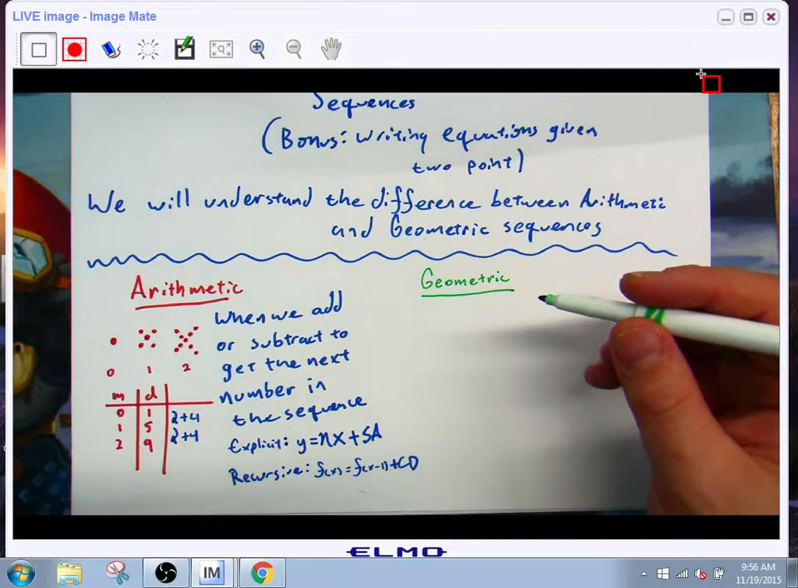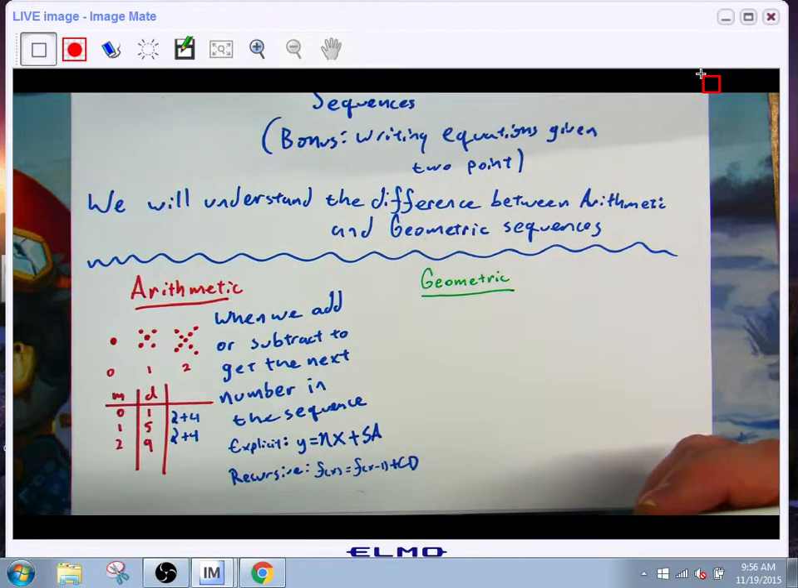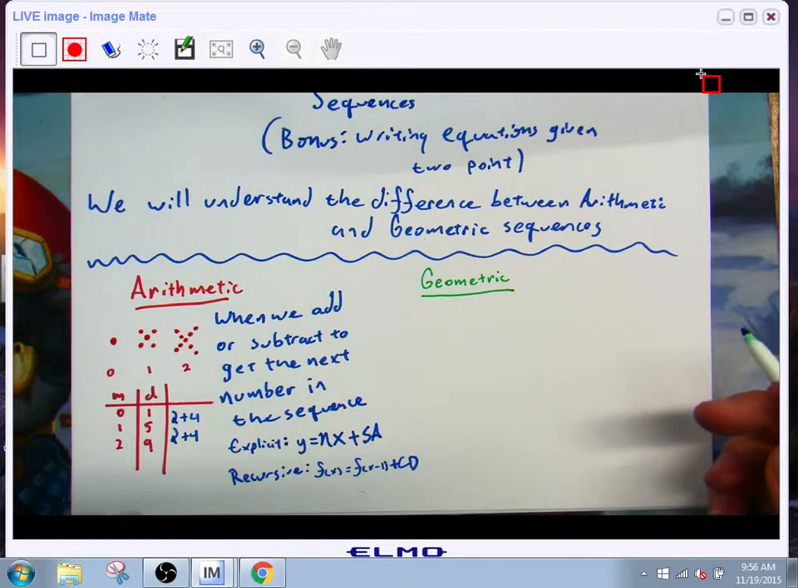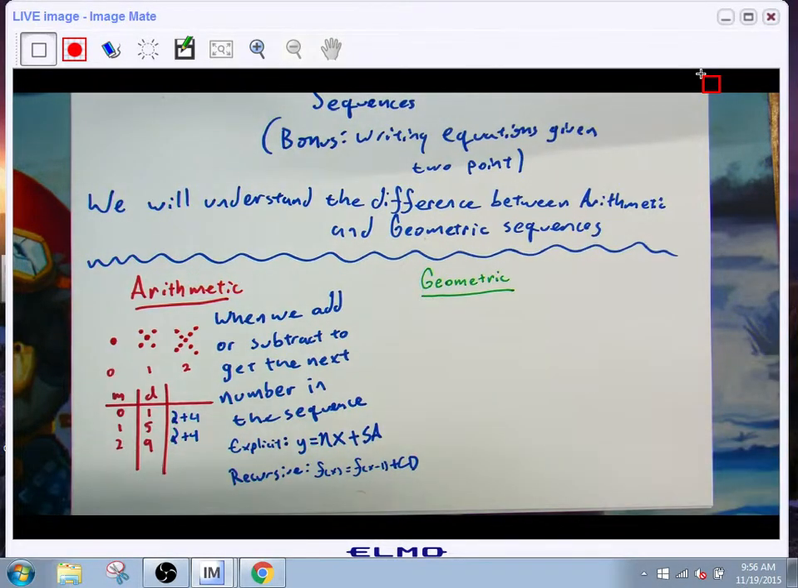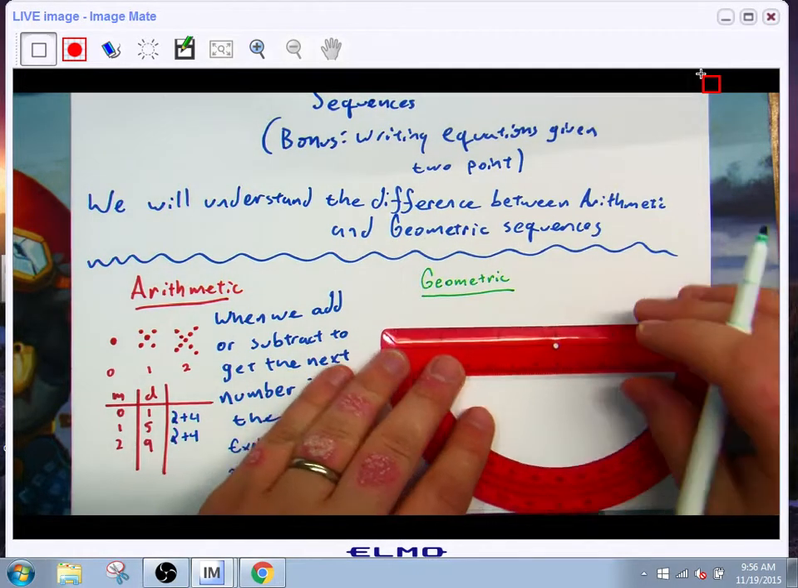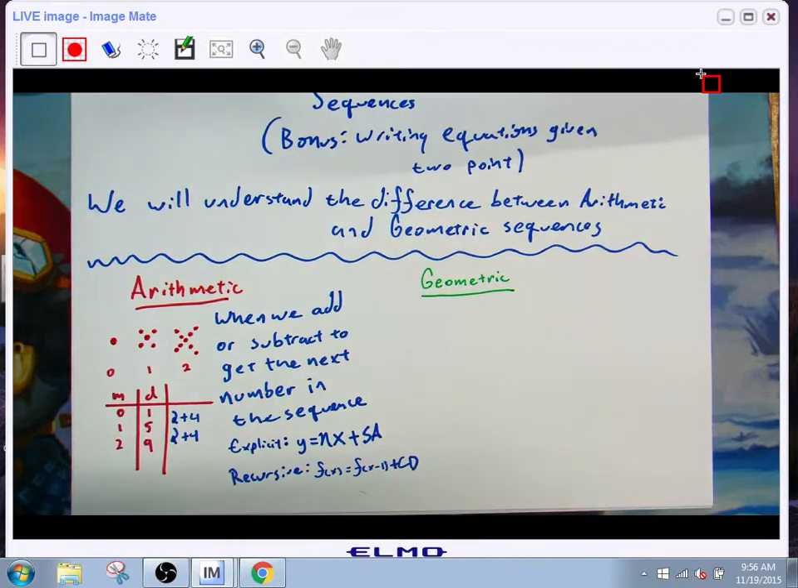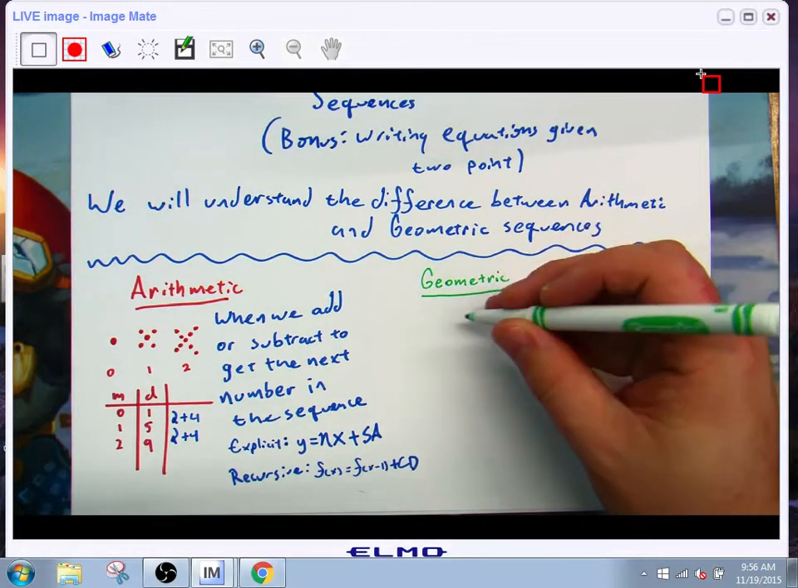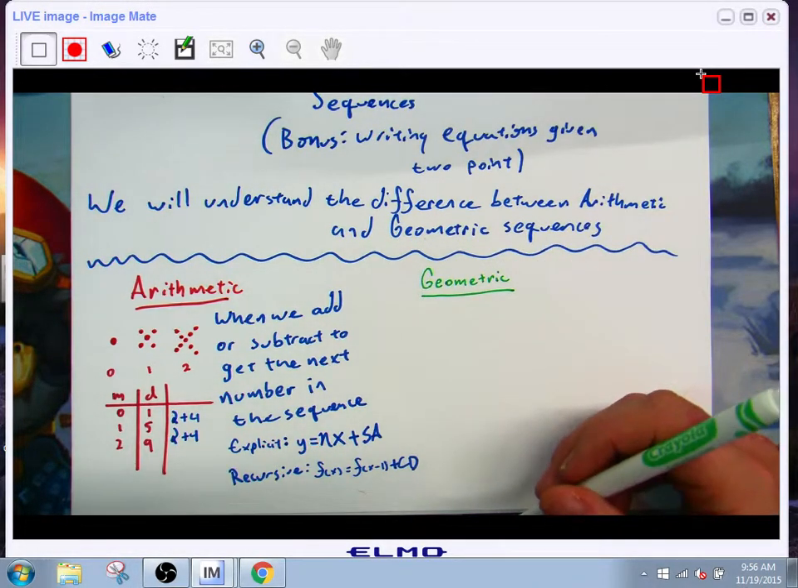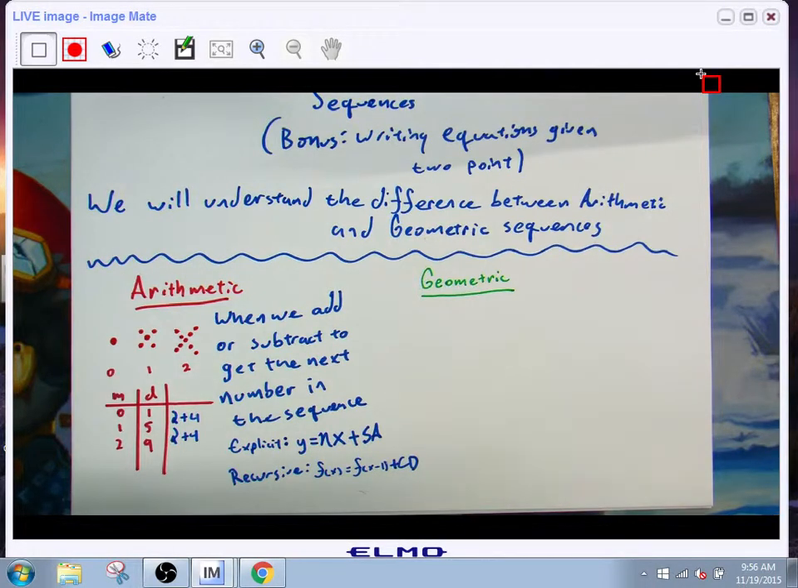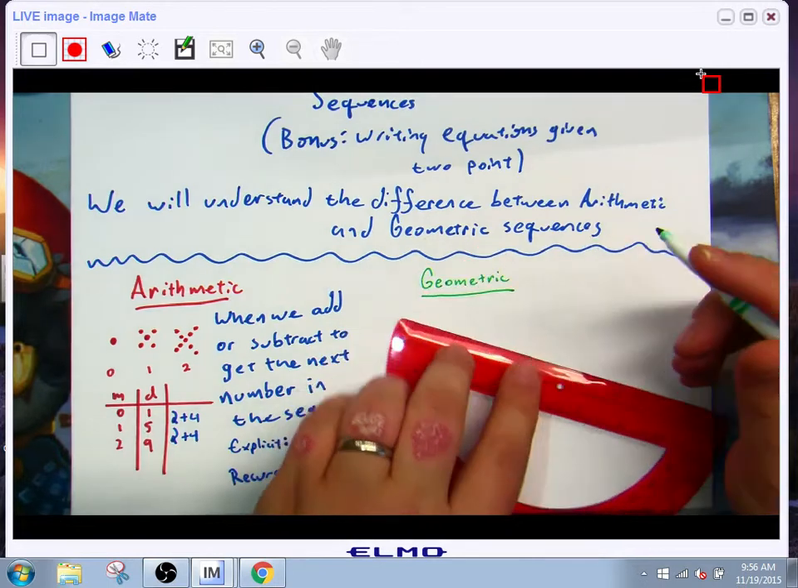So for geometric, this is where we start looking at things like our chain letter that we just did for the ice cream, right? When we look at geometric sequences, it's hard to visually represent it, right? Because on day 1 we had 8, on day 2 we had 80, on day 3 we had 800. I'm not going to draw 800 dots right here. It's a lot, okay?